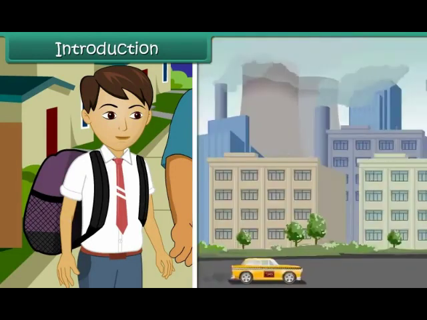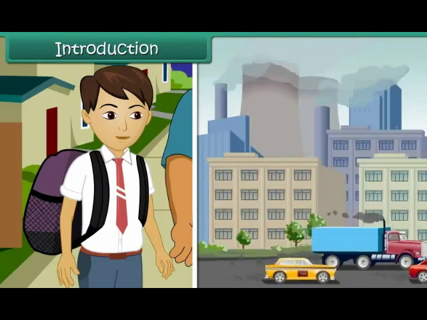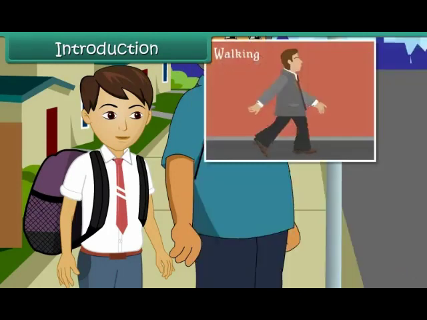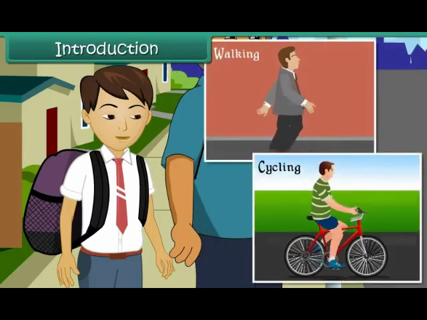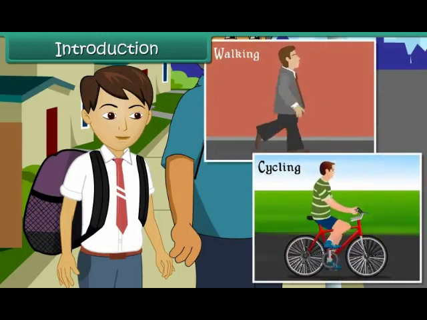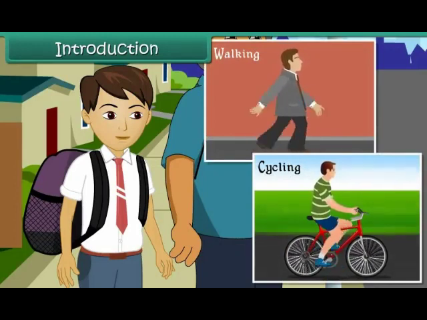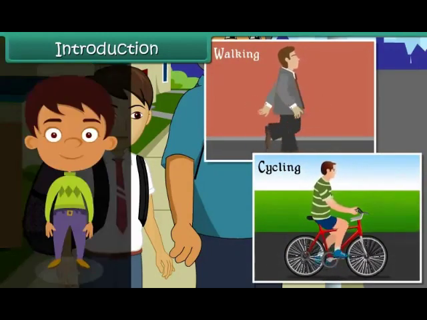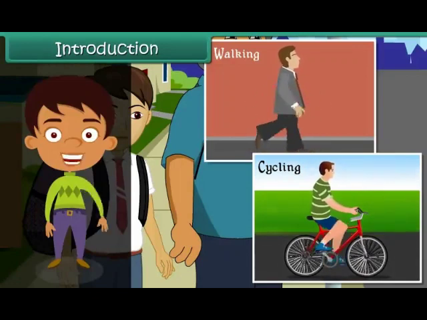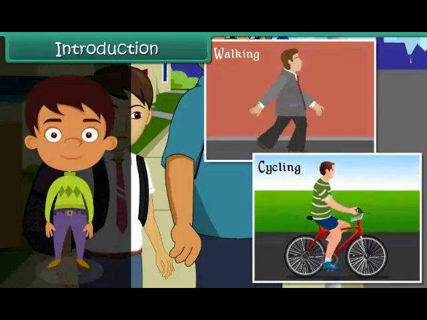Ajit is aware that vehicles cause air pollution. He wonders why people cannot walk or cycle to nearby areas. It will not only reduce air pollution, but also improve their health. In this lesson, you will learn about air and its pollution.